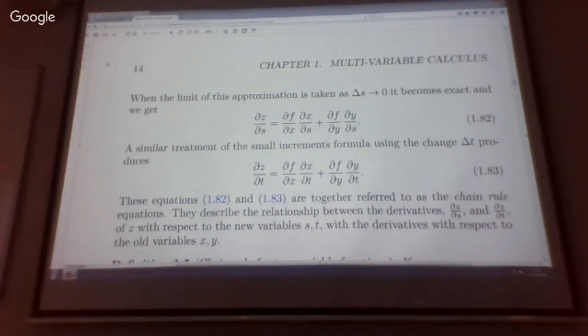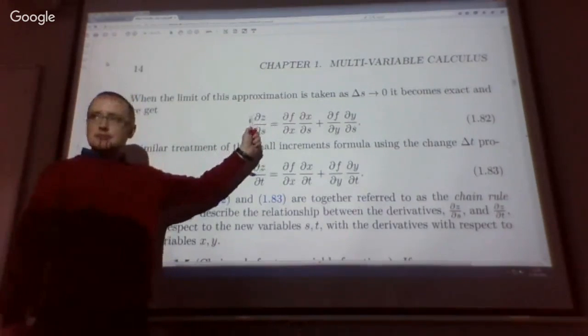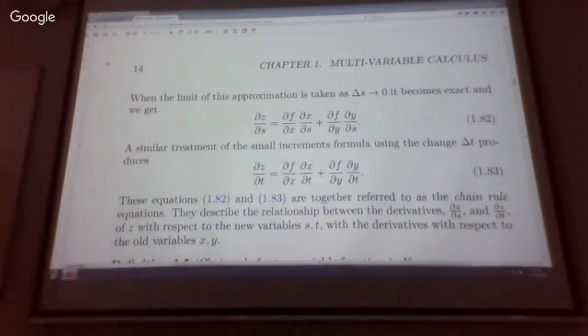Also, since we're taking the limit as delta s approaches 0, that approximation, which is provided by the small increments formula, will actually become a straight equality in the limit. Okay? The small increments formula gives better and better approximations as the changes in the variables get smaller and smaller.